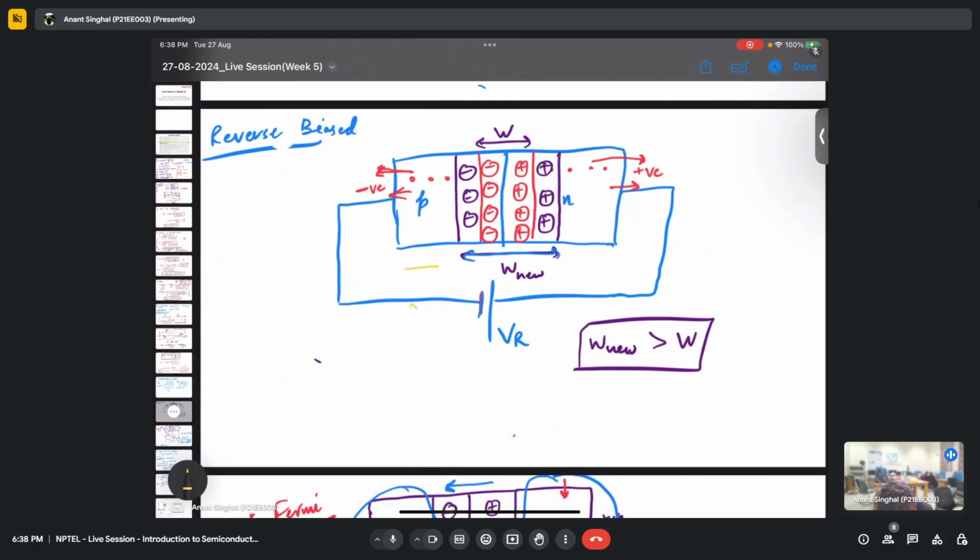So in the neutral region, we know that the electric field will be zero. If I try to plot maybe very quickly, I hope you understand what I'm trying to do. So we have a neutral or a very small electric field in the neutral regions.